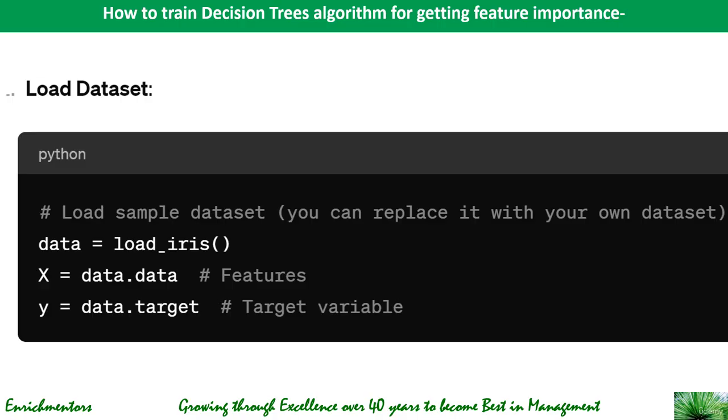And for that, you see the command in the scikit library. So you load the sample data set, which you can replace with your own data set. And then you give the commands X equals data set dot data for features, and y equals data set dot target for target variables. So you define X and y and you load the sample data set. That is the first step.